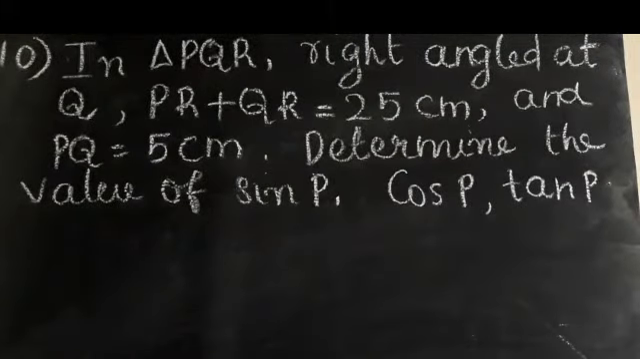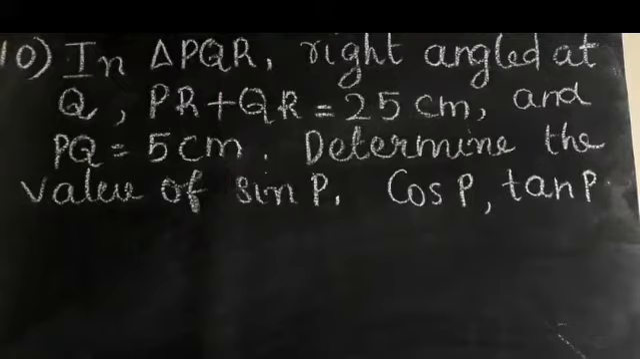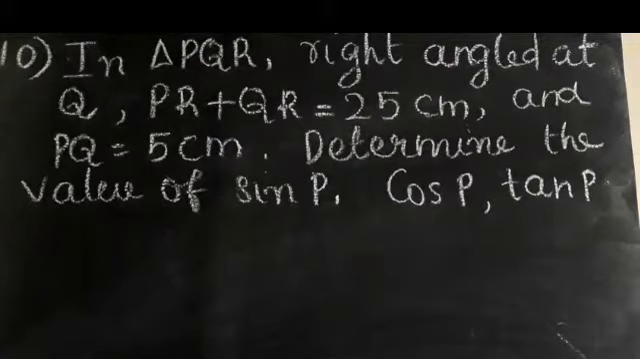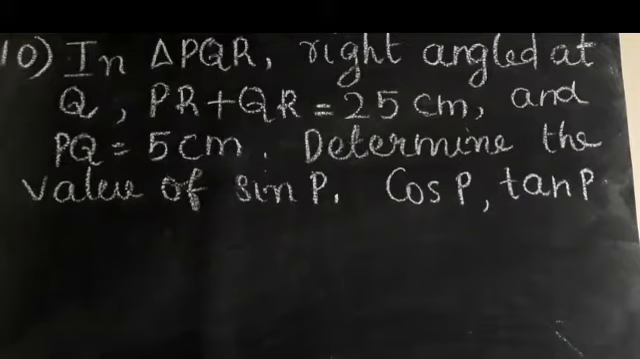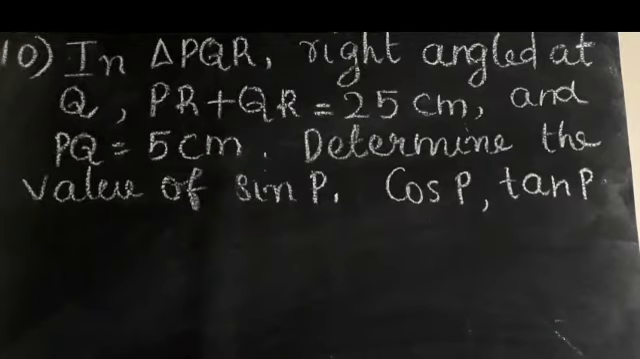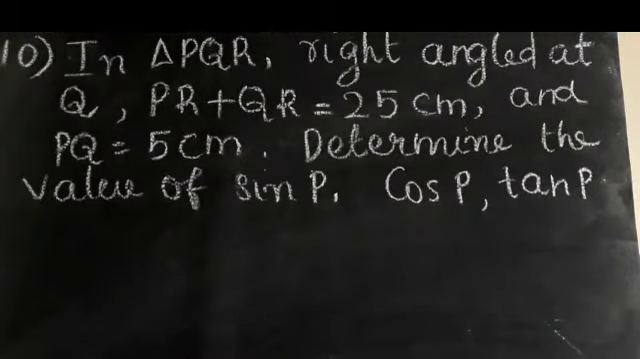Next question. In triangle PQR, right angled at Q, PR plus QR is equal to 25 centimeter and PQ is equal to 5 centimeter. Determine the value of sin P, cos P and tan P. So what is the difference of this question from the previous one? Only one side is given. PQ is equal to 5 centimeter and the sum of the other two sides is given as 25. That is, PR plus QR is equal to 25.